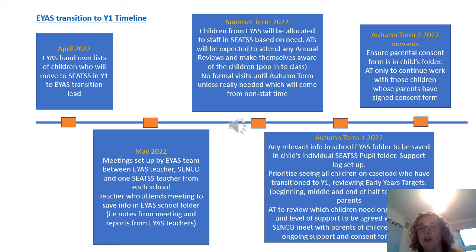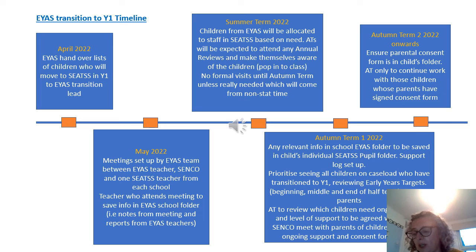Moving into the autumn term, after half term, we need to ensure that the parental consent form is in our children's folders. As I said, we must have that to be able to work with them, and the advisory teacher can only then continue to work with those children whose parents have signed the form. If you have children whose parents haven't signed the form but you still want the support, we cannot work with them until that form has been signed.